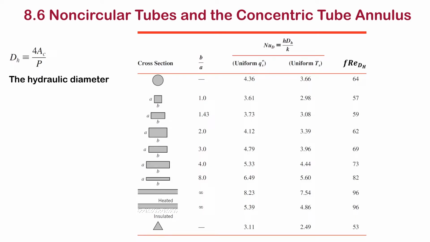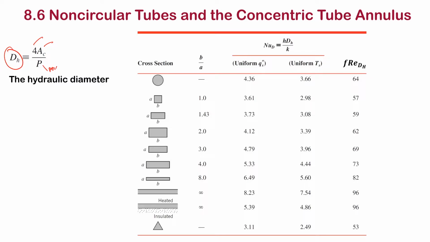So the next question is, we derived an expression for constant temperature, uniform temperature, uniform flux for laminar flow. What happens if you have a non-circular cross-sectional area? So then we have this table. So we calculate the hydraulic diameter: 4 times cross-sectional area divided by perimeter.